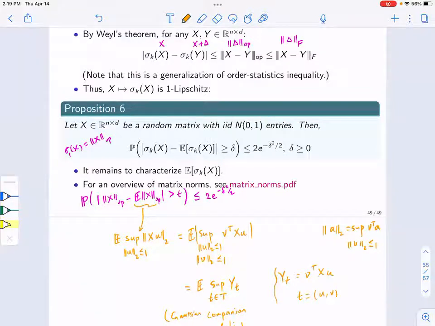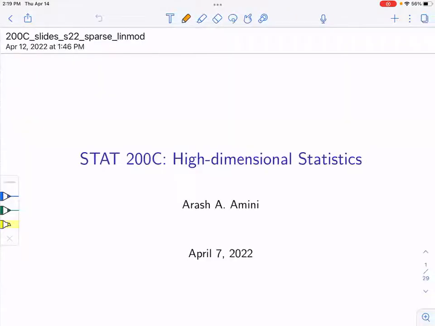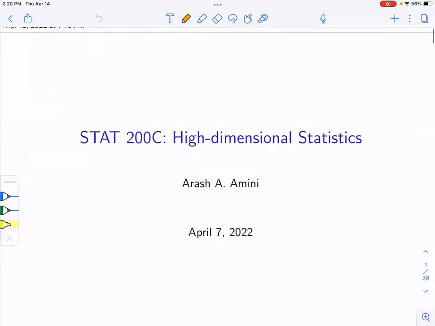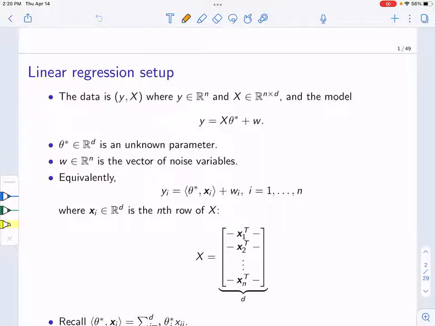Sounds good. Okay, I think we have enough concentration for now. So now let's move on to some other topic, which is basically one of the main problems that we're going to look at. This is basically the motivation of the high-dimensional statistics literature, or the cornerstone, or why the book was written. Everything else follows more or less from this. Linear regression in high dimensions.